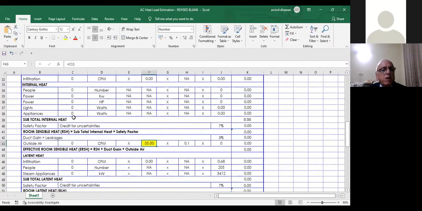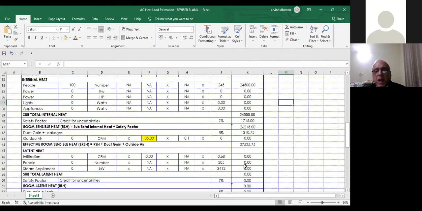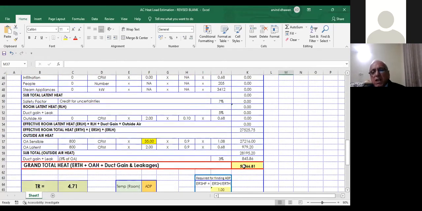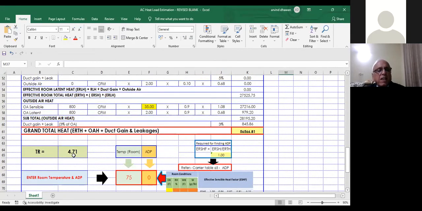Now, for example, you have 100 people. Okay, put the 100 people. And this factor comes from the references sheet. Let's say it is 245. Yeah, there you are. It comes here automatically. And similarly, you will get the total BTUs out here, grand total, and your tonnage comes automatically.